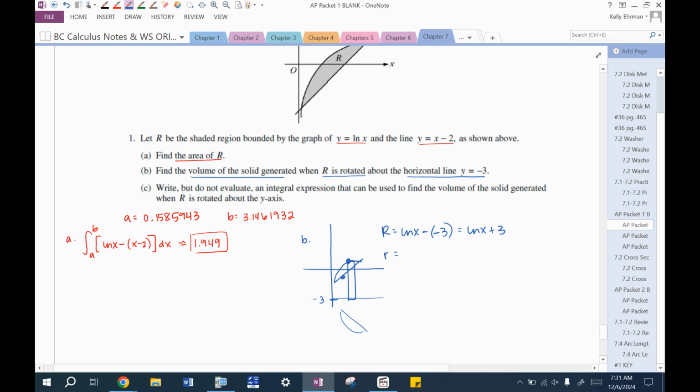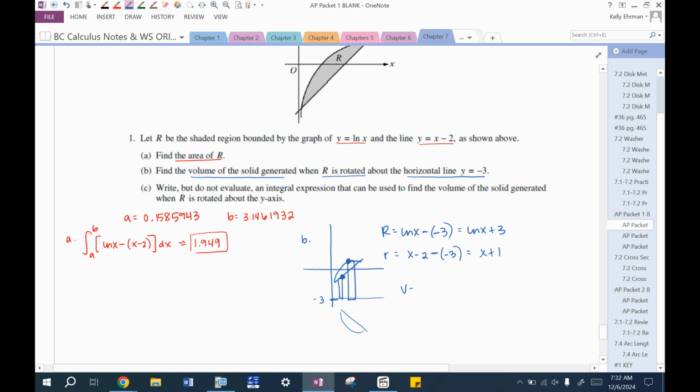Lowercase r is the inner portion. So connecting this line back down to the axis of rotation, the line is x minus 2 minus -3. If you just always get in the habit of writing top minus bottom or right minus left and then simplifying, things will be much better. So x minus 2 plus 3 is actually just x plus 1.